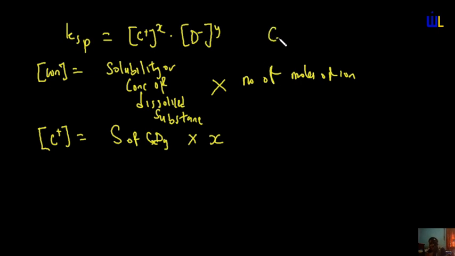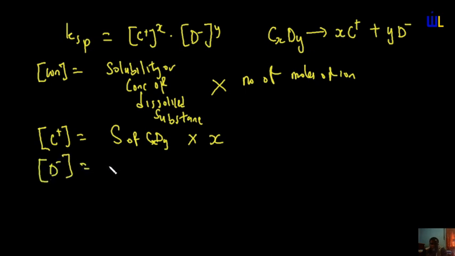Remember, the equation is CxDy reacting to give xC plus yD minus. So whenever I'm looking for the concentration of C, I'm going to take the solubility of this particular salt multiplied by the number of moles of C. Which means if I'm looking for the concentration of D, which is the anion, it is going to be the solubility of CxDy multiplied by y. So whenever you're looking for the concentration of an ion, it is the solubility multiplied by the number of moles of the ion.